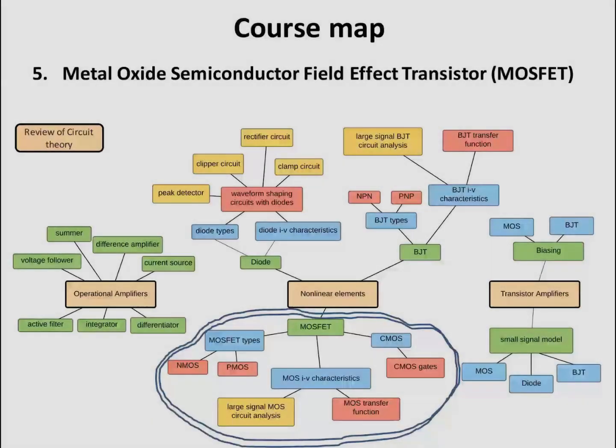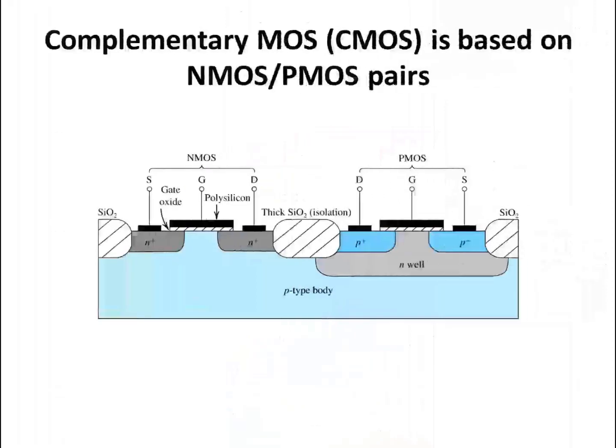Hello everyone, we are at the topic of MOSFETs and we're going to look at CMOS circuits and CMOS technology today. CMOS, or complementary MOS technology, uses both NMOS and PMOS transistors. Nowadays CMOS is the most widely used for IC technologies for both analog and digital circuits. The picture shows the building block of CMOS technology that consists of an NMOS and PMOS built on a P-type body.